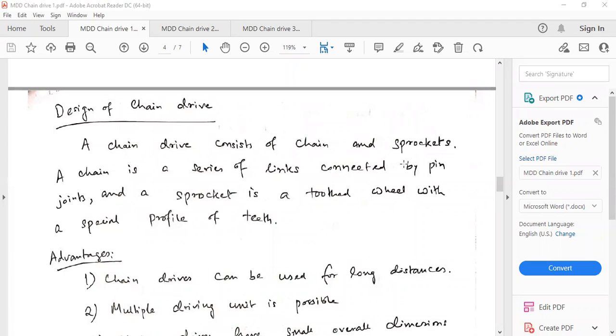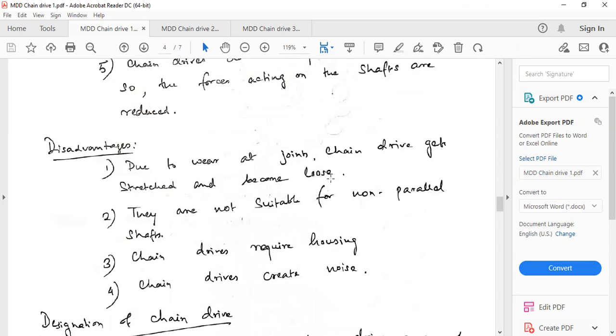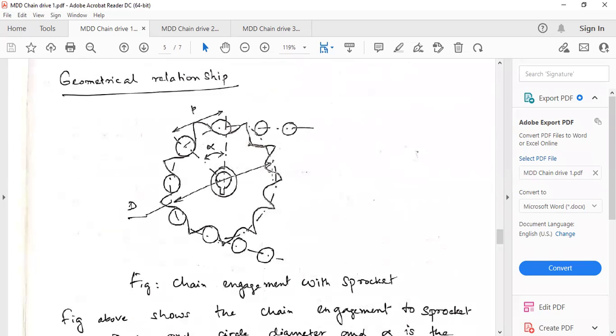Students, now we will be studying about chain drive. So we have seen a chain drive. It consists of chain and sprocket. The sprockets are the wheels like this. This is a sprocket. There is another sprocket here.